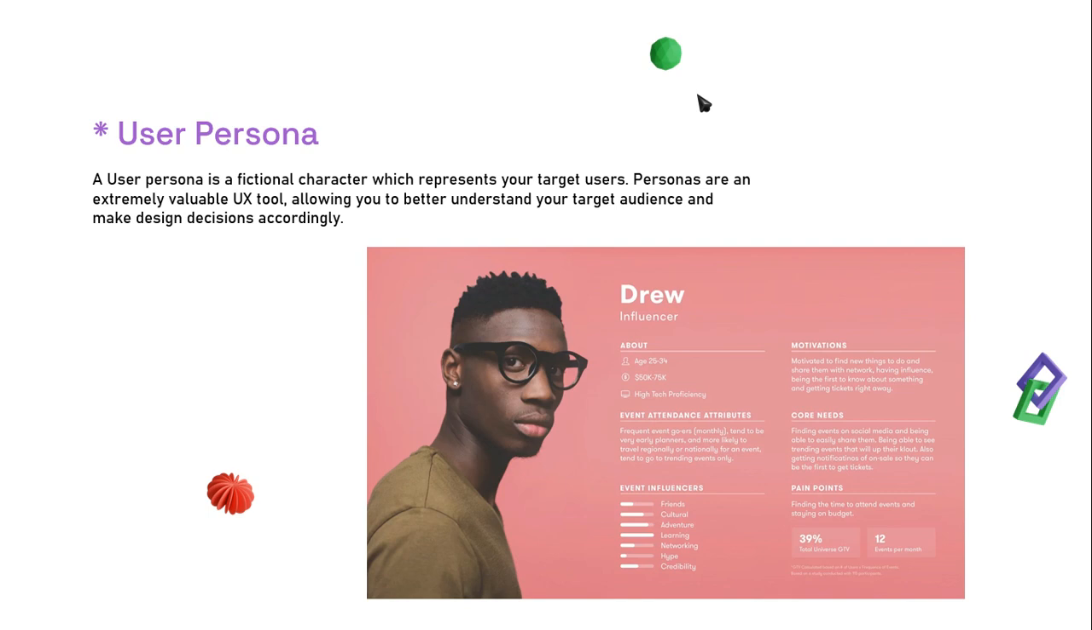Now, after doing your user research, some UI/UX developers ignore this part, but sometimes it helps if you create a fictional character. For example, here is Drew, who is an influencer. You give his age, where he's working, his attendance, and some characteristics about this person. So if you're creating this calculator, you create a user persona, maybe a student named John who does this.